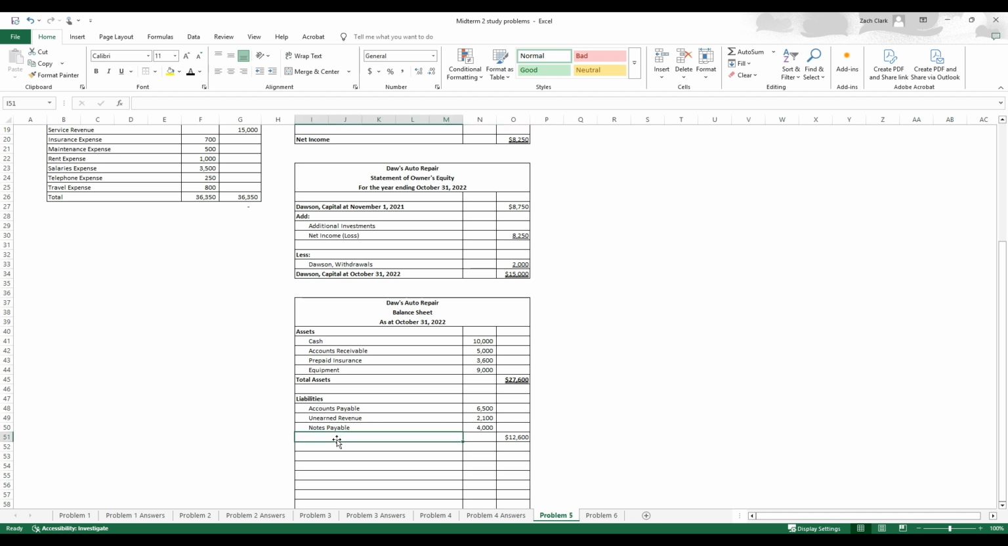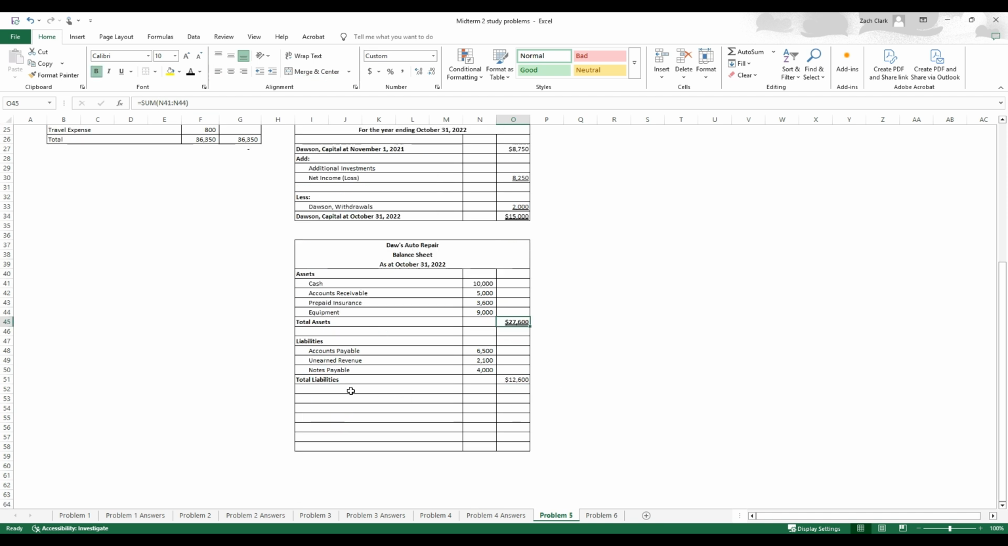Okay, so our total liabilities then is 12,000. I want that formatting to match there. So that's that. And then we have our equity section finally. And we'll just say owner's equity. And we'll just pull this in. 15,000. I'm going to take off the underline there.